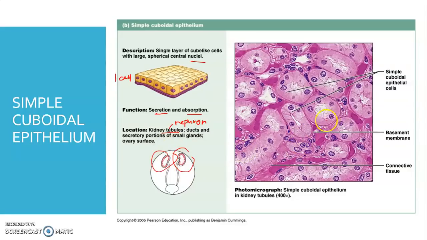So when we look at the microscopic image, we can see here the oval shape. This actually represents one nephron tubule or kidney tubule. You can see the dark purple color here. This is the nucleus. And you can see the shape of the cells is cuboidal, and it is only one cell thick. This is the lumen of the nephron tubule.